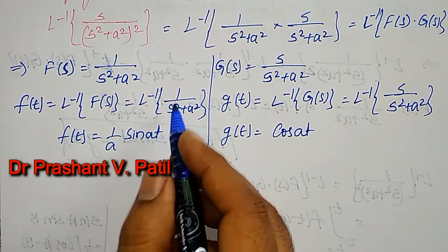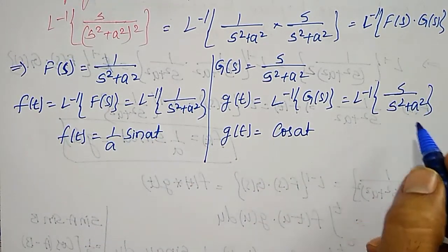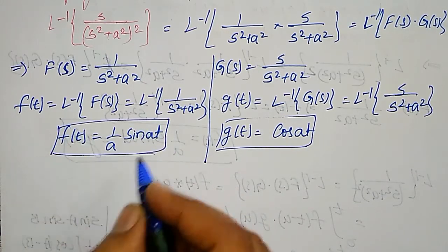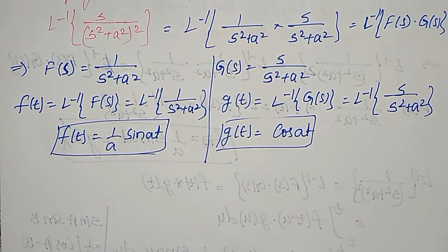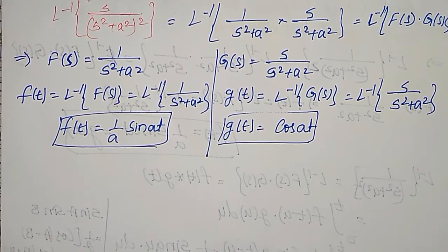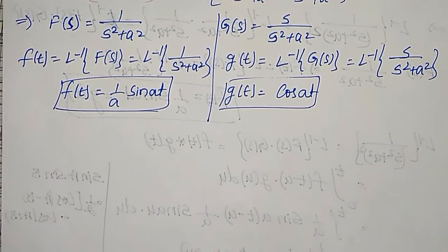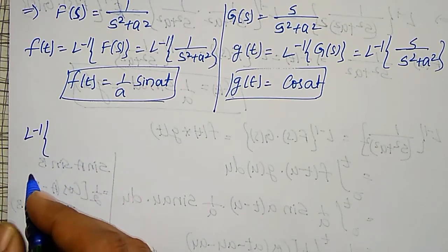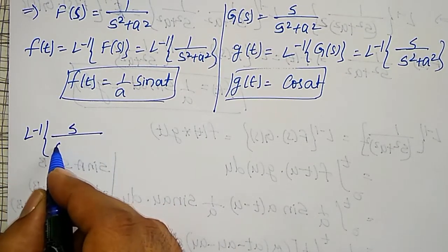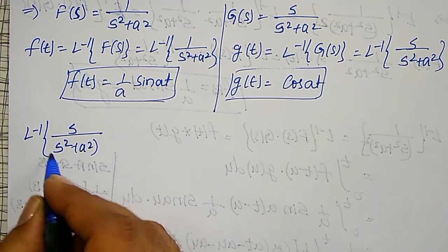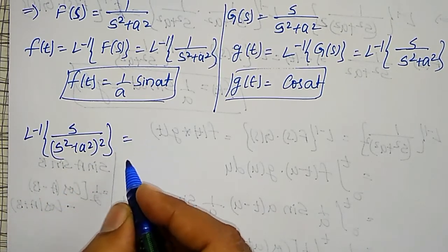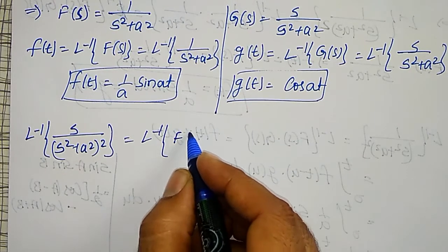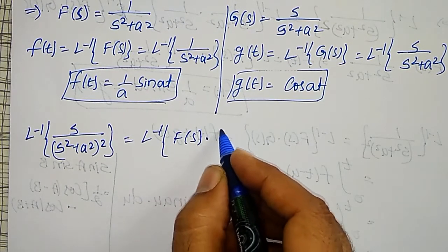Whenever it is 1 divided by, it will become sin; s divided by it is a cos. Therefore, using these two and convolution, I have to evaluate the inverse Laplace transform. Now what is my convolution then? Therefore the inverse Laplace transform of s divided by (s square plus a square) the whole square will become the inverse Laplace transform of f of s into g of s.